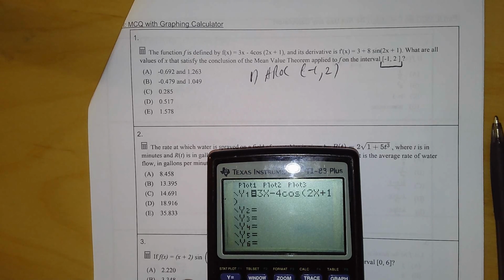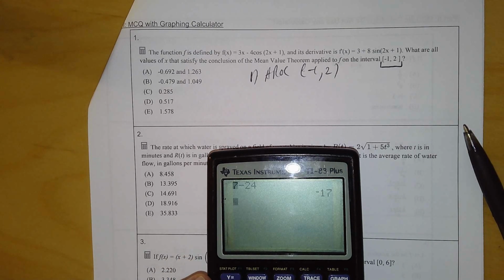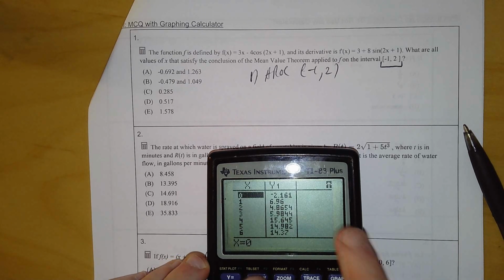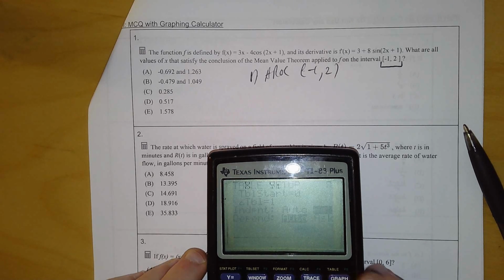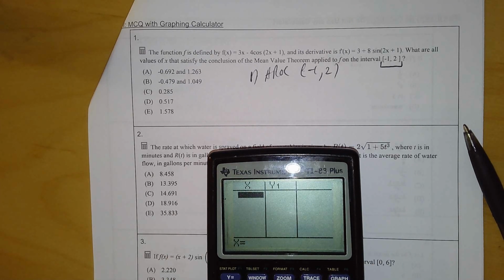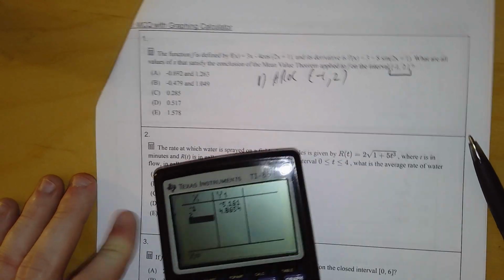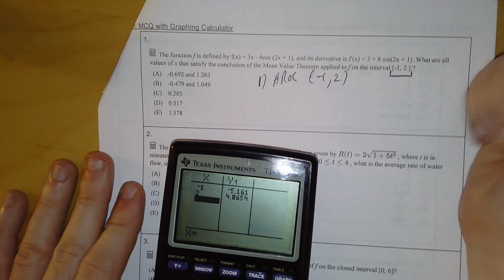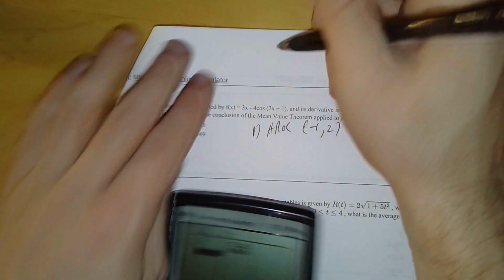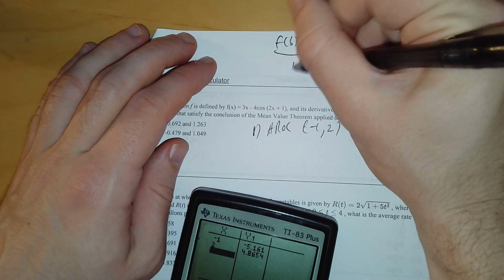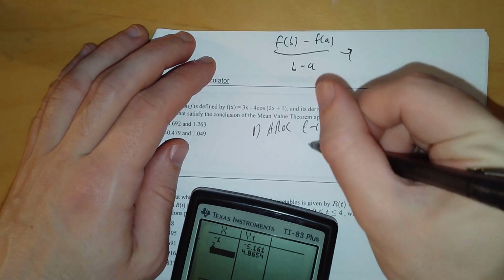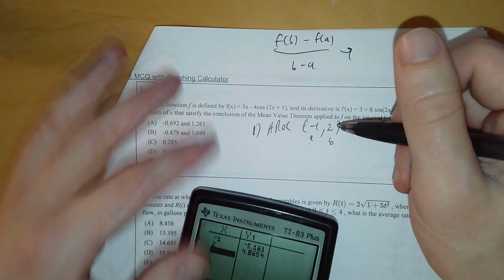And I am going to use, there's many different ways to get values. I mean, table honestly is probably my favorite. I do like setting table set to ask so I can choose the values, and you go to table, and I'm just going to plug in -1, and I'm going to plug in a 2. And so I can say, remember that average rate of change is f of b minus f of a over b minus a. So in this case, remember this is my a, this is my b.